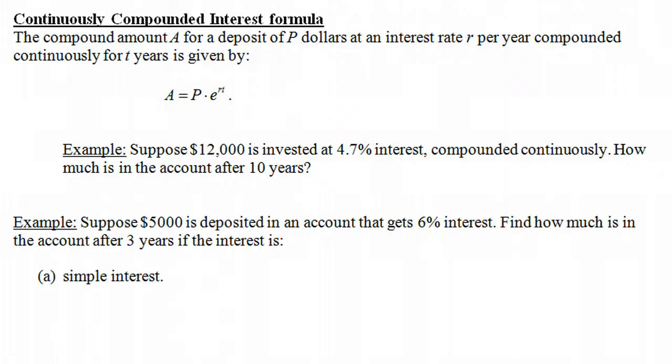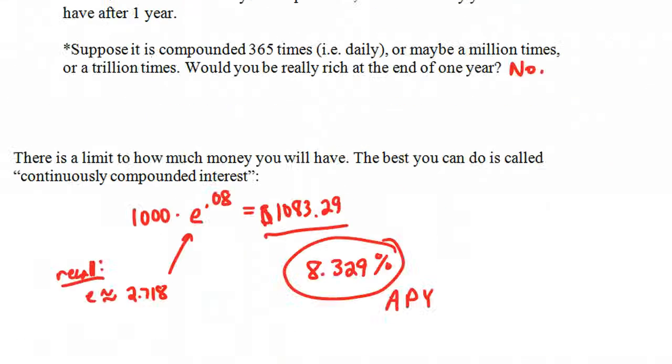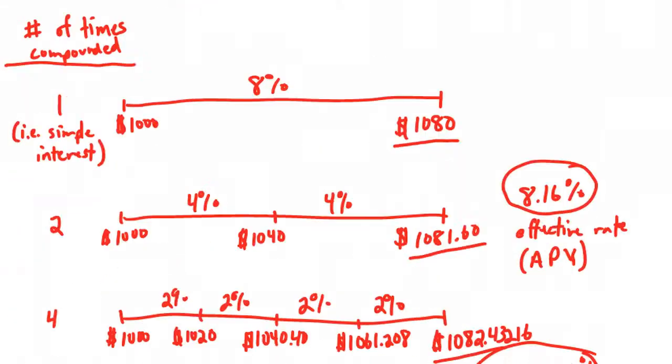In this video, we're going to talk about the formula for continuously compounded interest. Now, I want to remind you what continuously compounded interest means. And I think the best way to see this is to go back to our original problem where we talked about putting $1,000 in a bank account that gets 8% interest. How much money do you have?